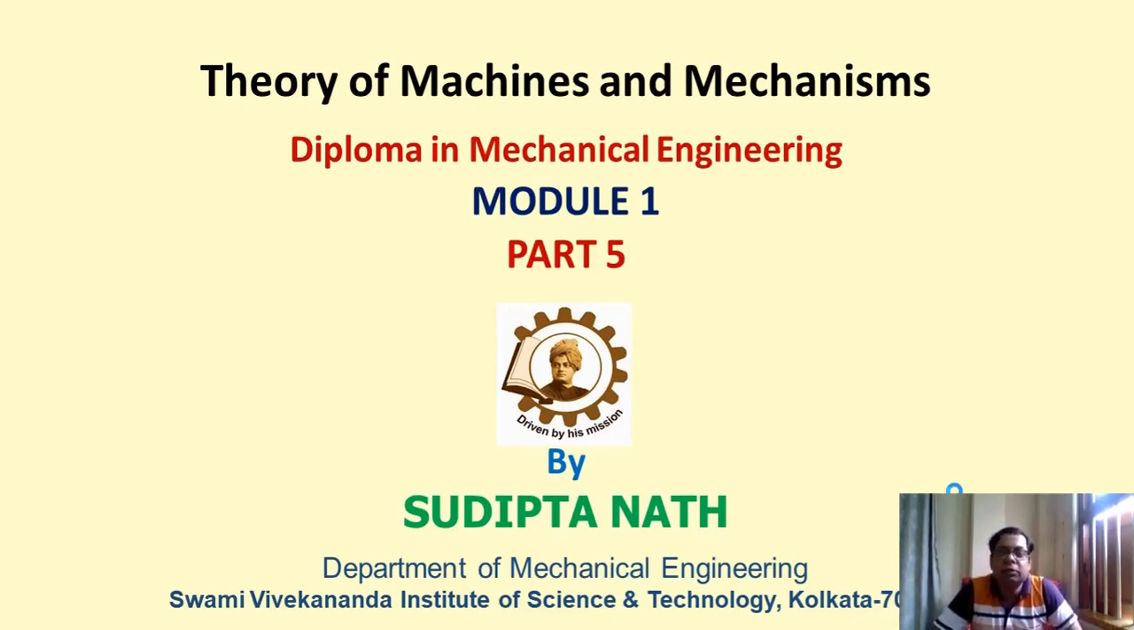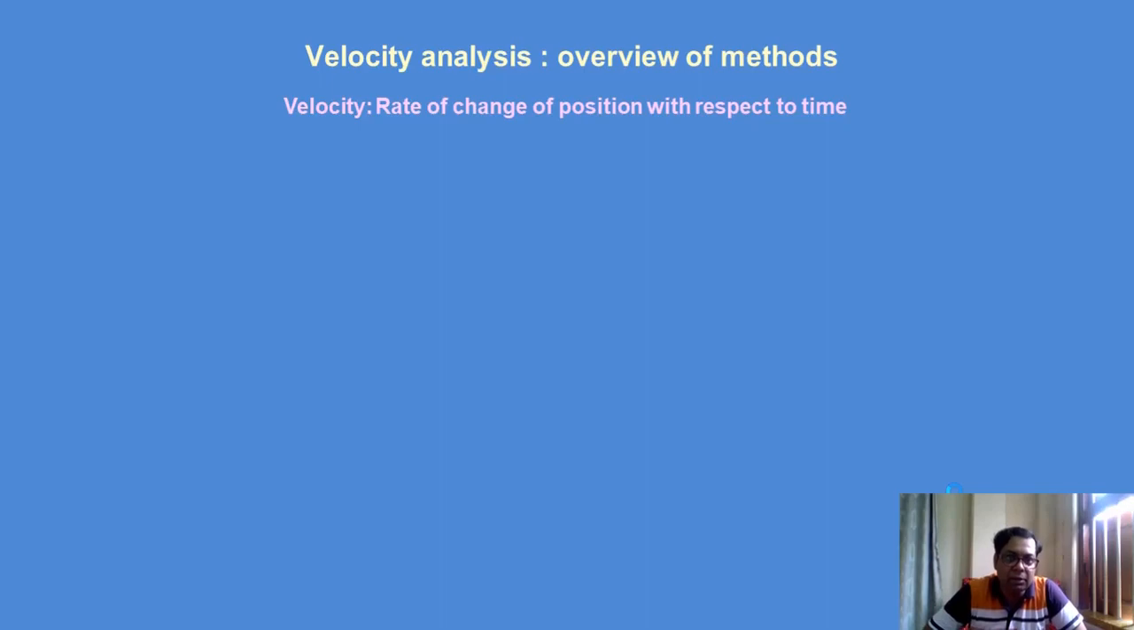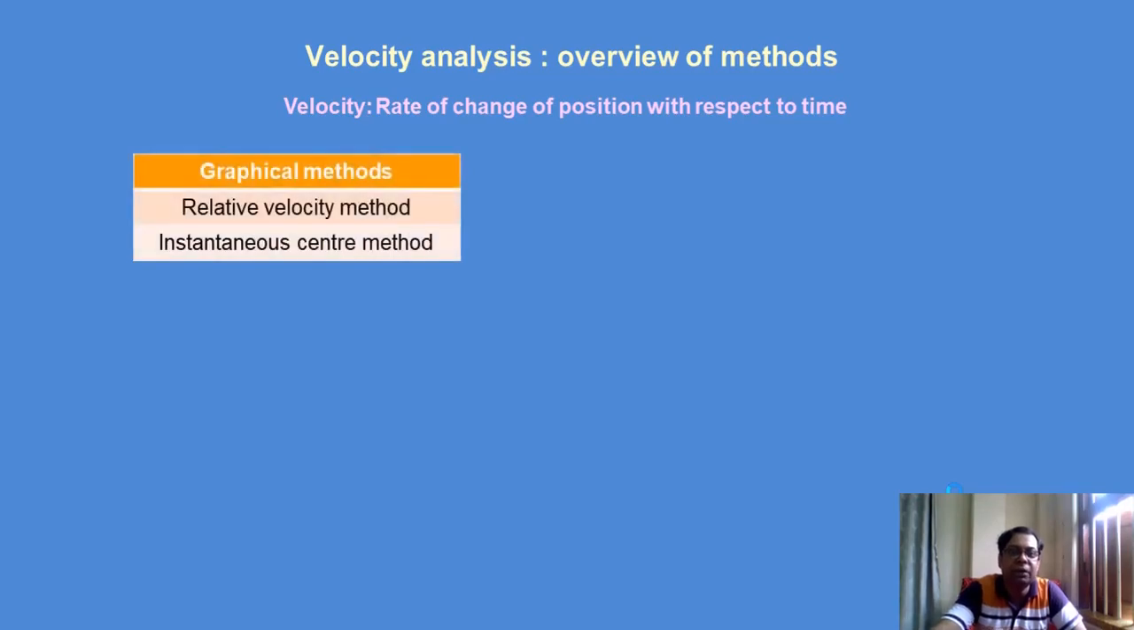Mechanism. And today, we are going to discuss the velocity analysis of planar mechanisms, especially 4-bar mechanisms, and the very basic things of the 4-bar mechanism that we are going to observe today. Now, when we discuss velocity analysis, the first question that comes to mind is what exactly is velocity. We know that velocity is the rate of change of position with respect to time.